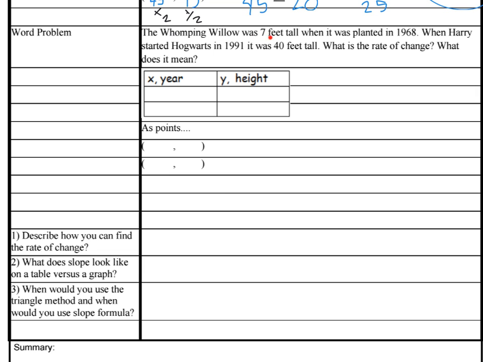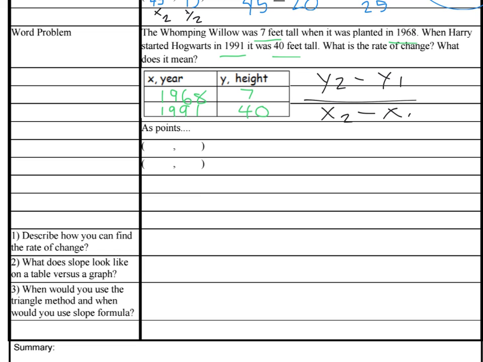The Whomping Willow was 7 feet tall when it was planted in 1968. When Harry started Hogwarts in 1991, it was 40 feet tall. What is the rate of change, and what does it mean? So let's organize some of the information we got here. 7 feet in 1968. And first I have year written, so I want to use 1968 where the year is. And then the height, that would be feet, 7. And then in 1991, it was 40 feet tall. So just match up 1991 as a year, so that goes in the column with year, 1991. And then 40 is feet, so that goes where the height is.